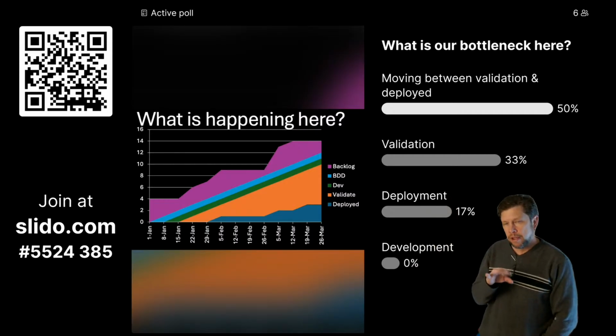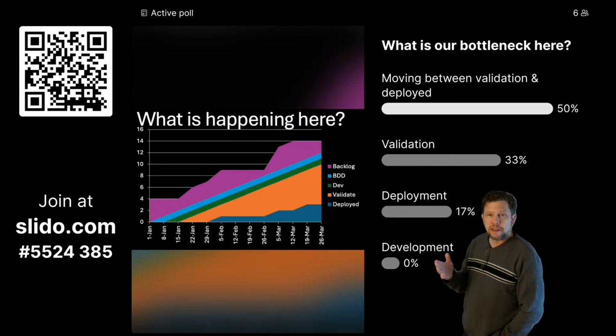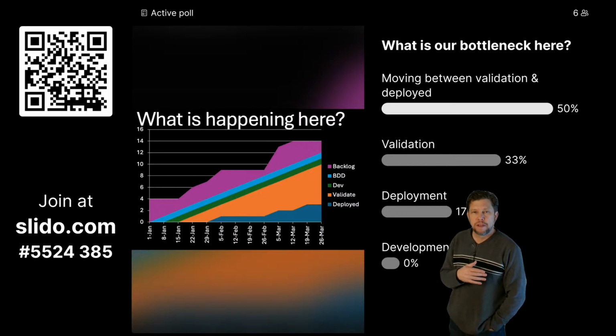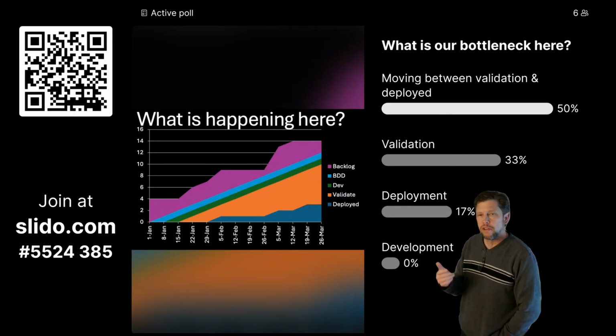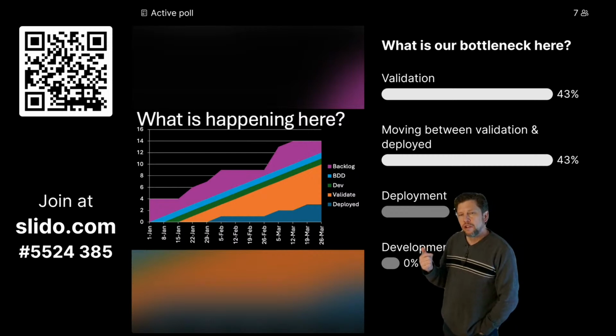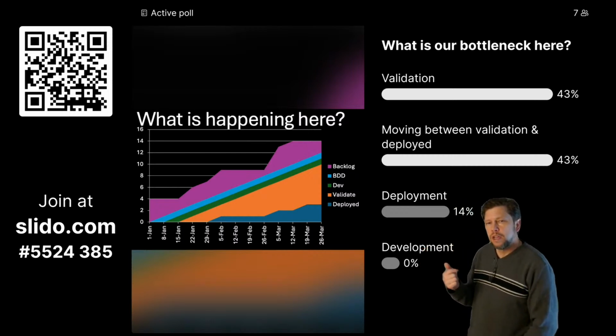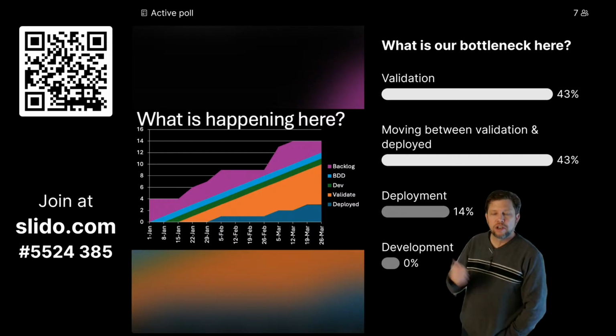Now, the problem very likely might be validation. It might be that this is taking longer. It could be that bugs are being discovered in validation, and we're just keeping it there while we fix it. It could also be that we're not able to get it out into the deployment stage.